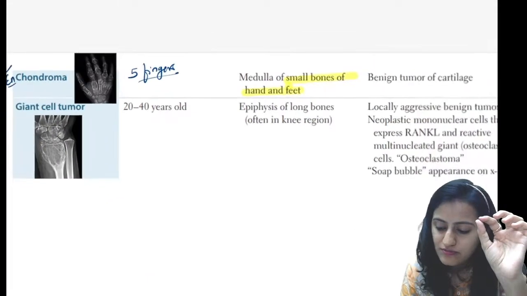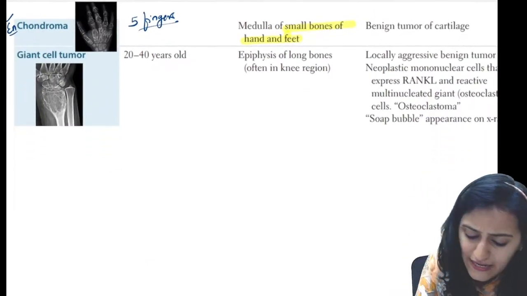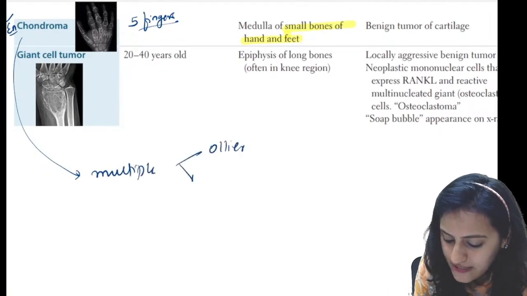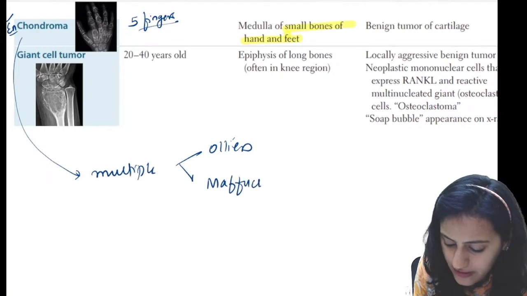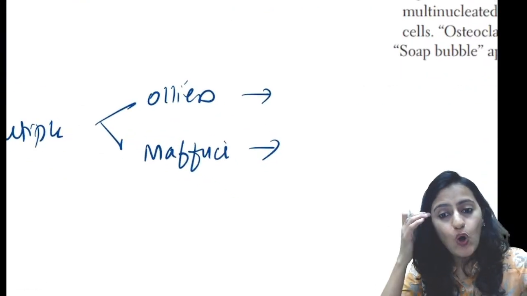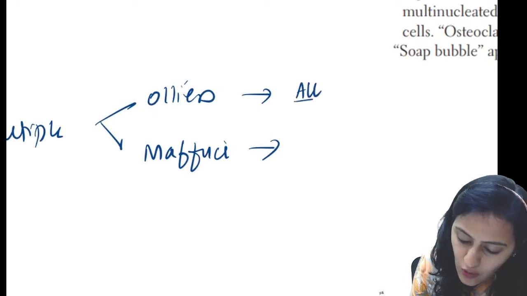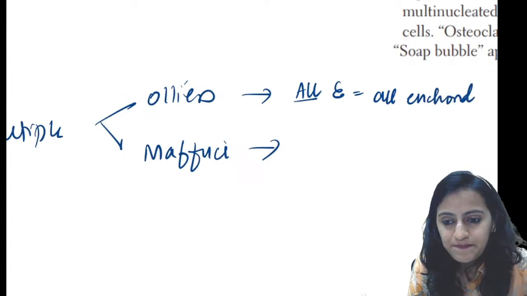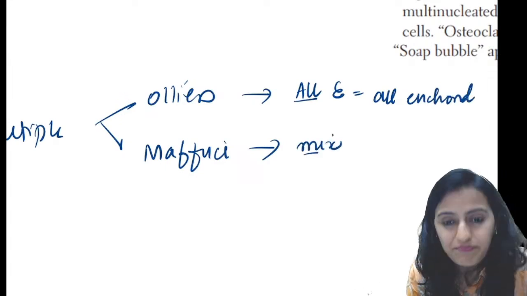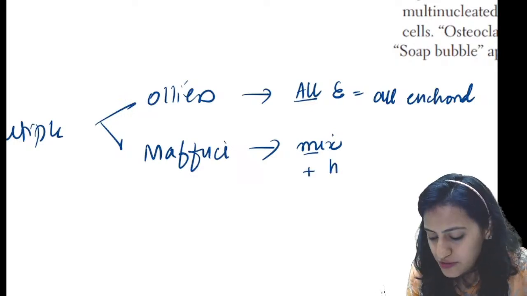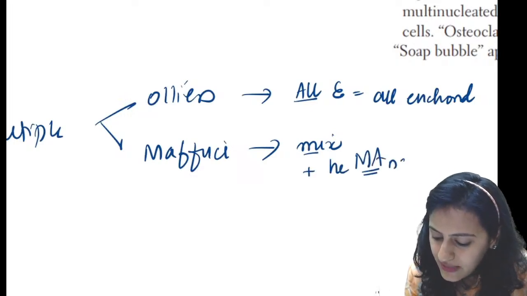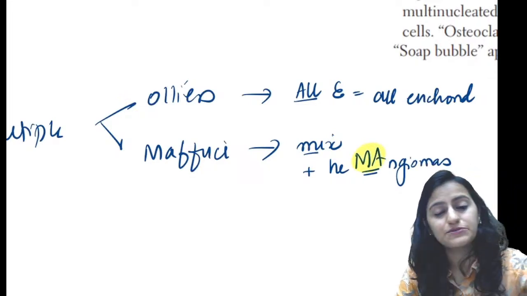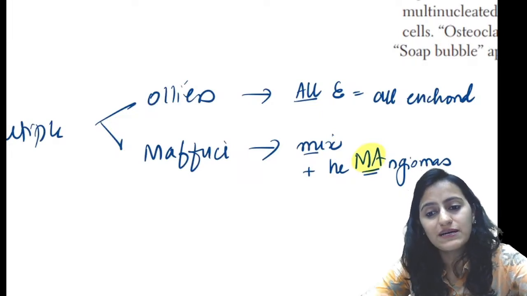And what are the syndromes associated with multiple enchondromas? The syndromes are Ollier's and Maffucci's. Okay, it is Ollier's and Maffucci's. So what is Ollier's? Remember, Ollier's is like all ears, all E. That means it is all enchondromas that are present. Maffucci's, M for mix. Along with enchondromas, what do we have? Remember, Maffucci's MA is MA. We have hemangiomas along with enchondromas in Maffucci's.